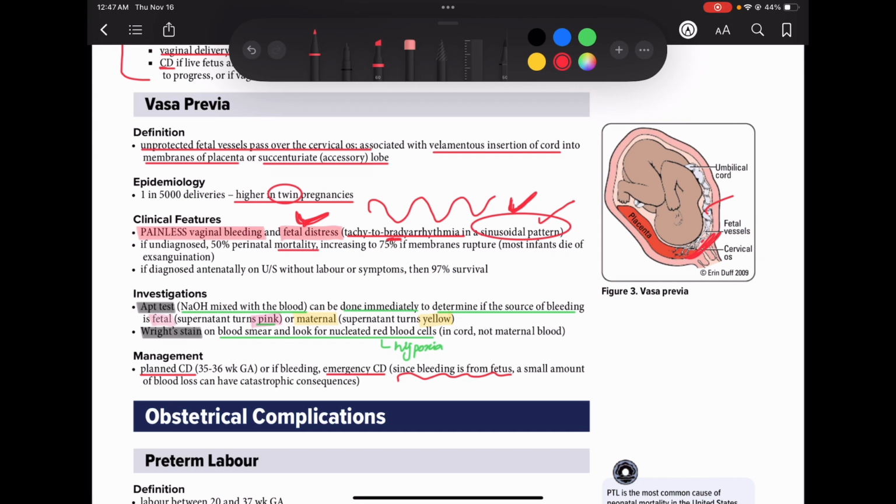Okay. How would we investigate it? We do the Apt test and the Wright stain test. In the Apt test, what we do is we mix the blood with sodium hydroxide.